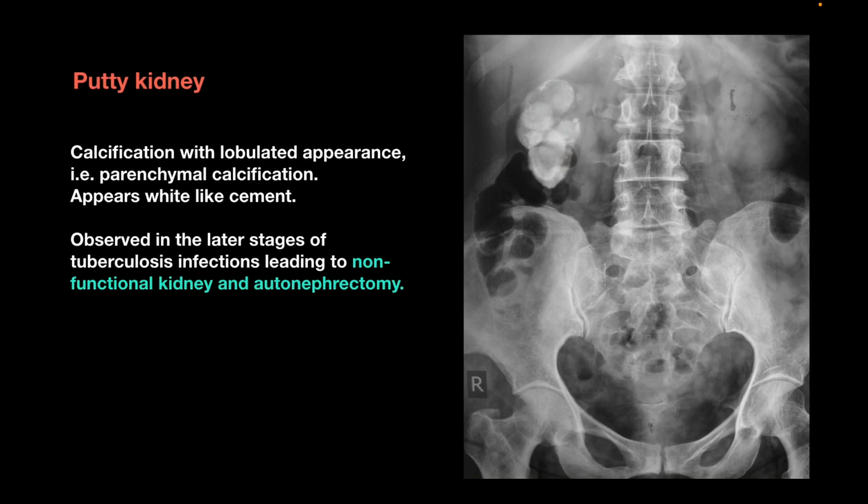So look over here. Here we can see calcification with a lobulated appearance, that is, a parenchymal calcification that appears white like cement. So this is the putty kidney observed in the later stages of tuberculosis infection, leading to a non-functional kidney and autonephrectomy. So this is the putty kidney.